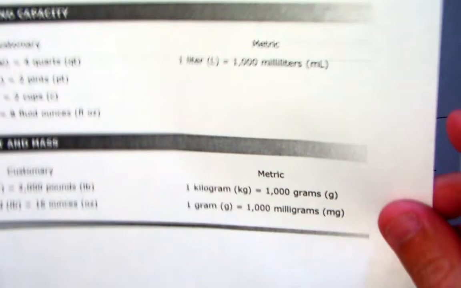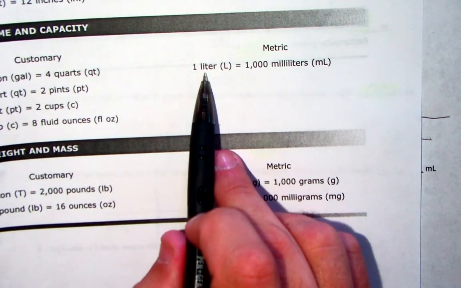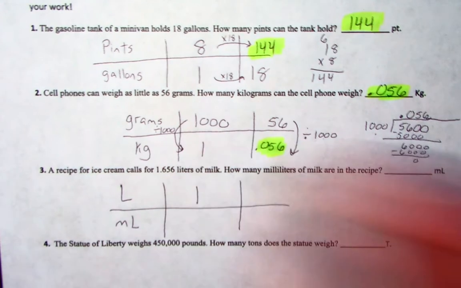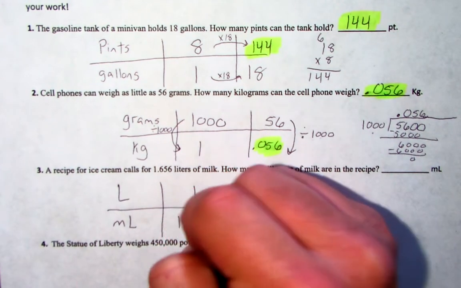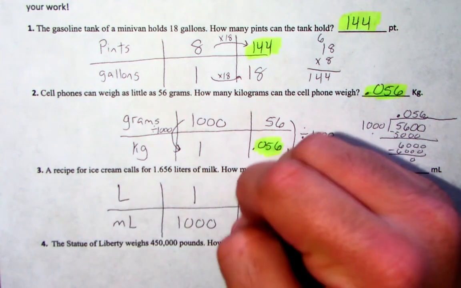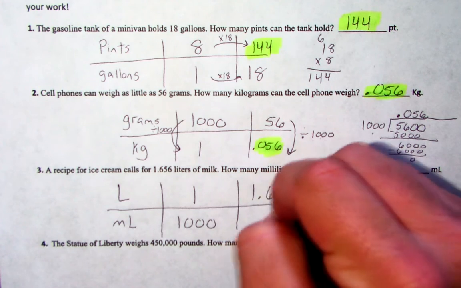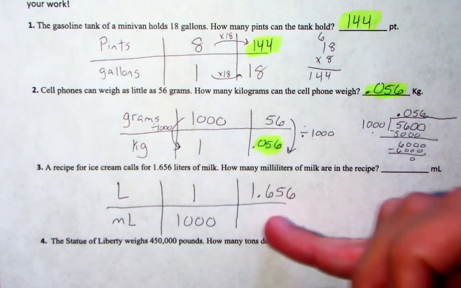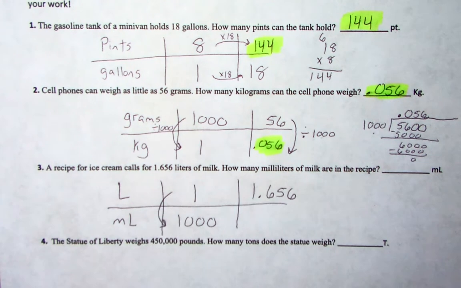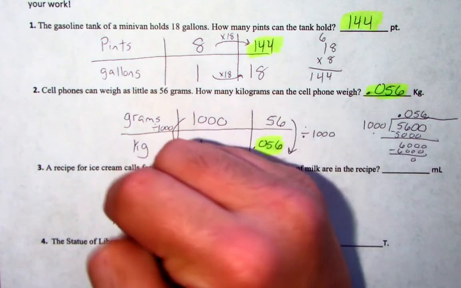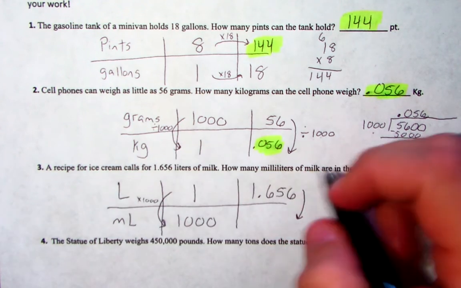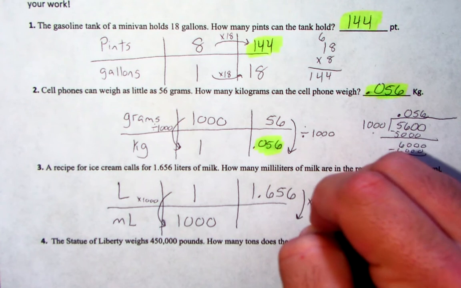Well, looking at your star chart, it tells us 1 liter is equal to 1,000 milliliters. So 1 liter is 1,000 milliliters. Well, it now says I have 1.656 liters. I need to know how many milliliters that is. Well, to go from 1 to 1,000, you multiply by 1,000. So what is 1.656 times 1,000?